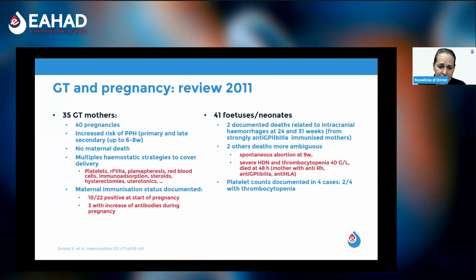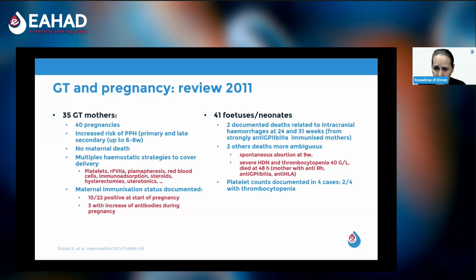Maternal immunization status was documented only in a limited number of patients and pregnancies. 10 out of 22 had positive antibodies against anti-IIb/IIIa and/or anti-HLA at the start of the pregnancy. During pregnancy, some increasing antibodies have been observed, and it might be possible that a fetal transfusion was the cause of this increase of anti-IIb/IIIa antibodies.